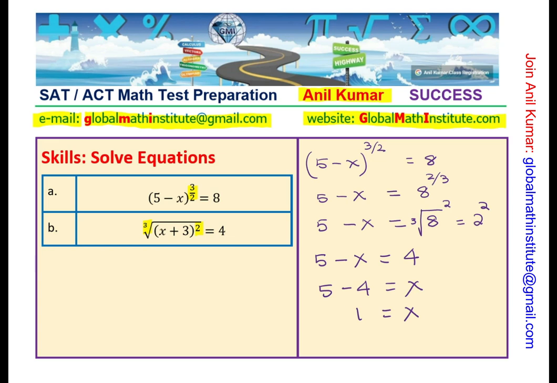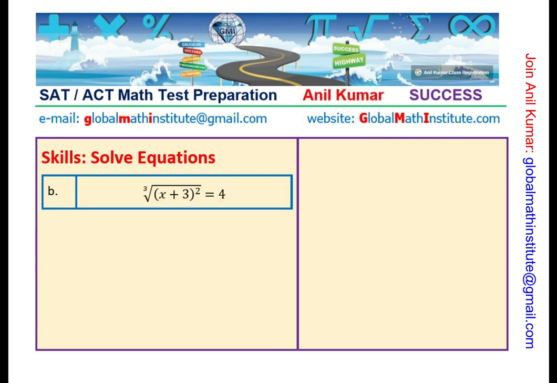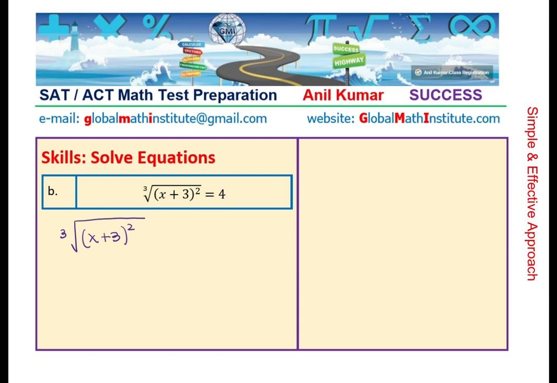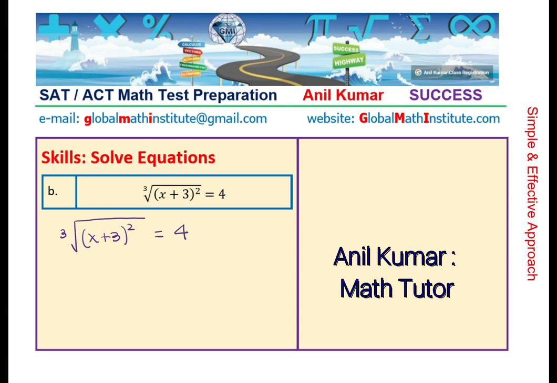Once again, let us take up these steps for solving the next equation. So here is the second equation. Let me rewrite this. We have cube root of (x plus 3), whole squared, equals 4. Now, there are two operations. One is the cube root, the other one is square. Many times we have to think which one to perform first. You get the whole idea.